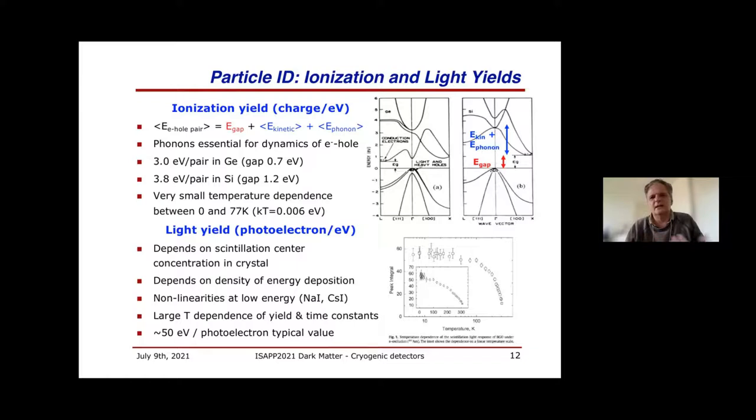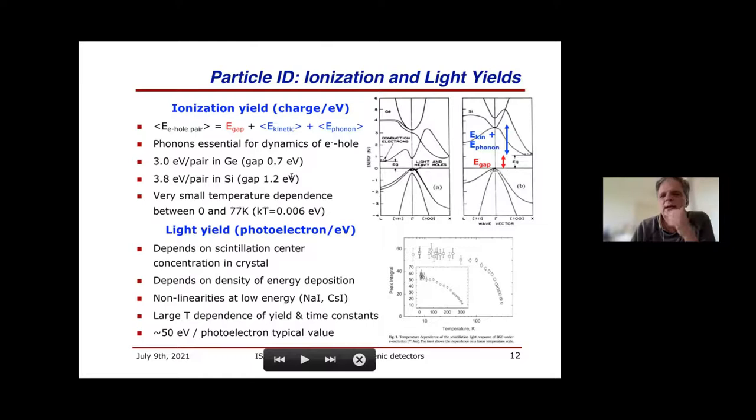And so what it means is that when you have this 3 eV per pair to create one electron hole pair in germanium, 0.7 of that is for the gap, and the rest is just some equilibrium population where you have some kinetic energy and some phonon energy that is there, and which is the majority. So it is possible to excite an electron. If you do a photoelectric effect, you can excite a pair just with 0.7 eV, or in silicon 1.2 eV.